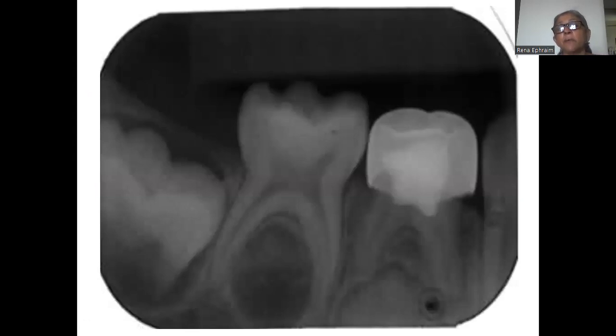Now, in a single sitting pulpotomy, if you find that there are no radiopaque changes in a radiograph and no clinical findings are seen, you can go ahead with a permanent restoration, and that can be followed up by a stainless steel crown.